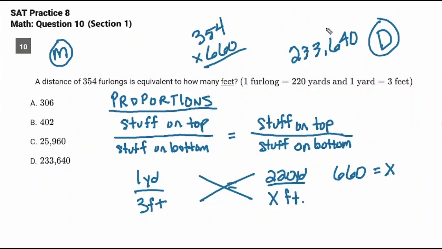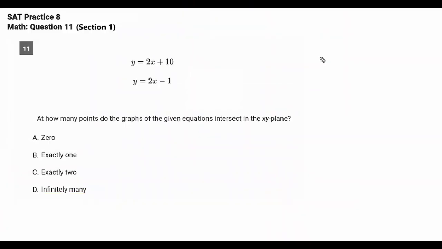Move on along. We're on SAT Practice Test 8, Math Section 1, Question 11. What's the level of difficulty here? It's medium. You got two equations, and how many points do the graphs of the given equations intersect in the xy plane? This is simultaneous equations. How do I know that? Because I got two equations.